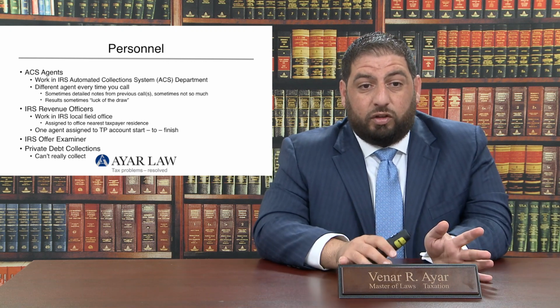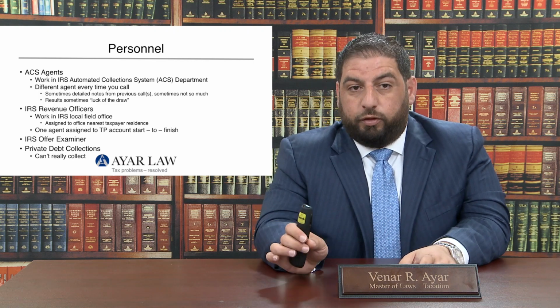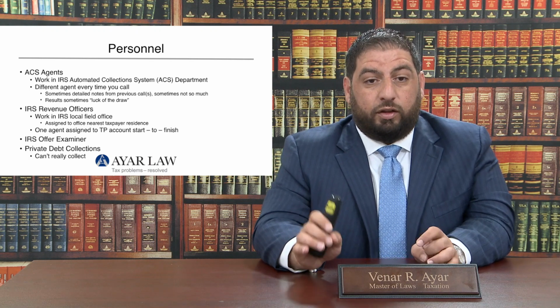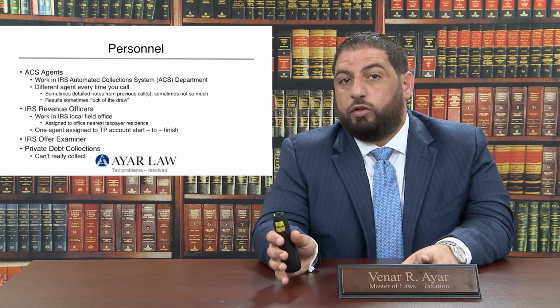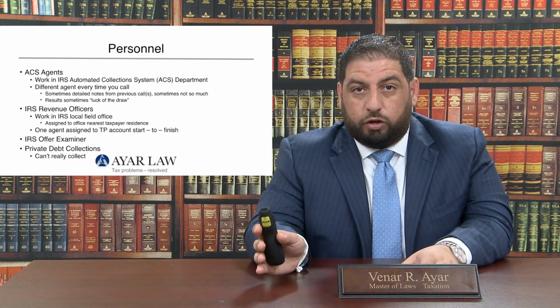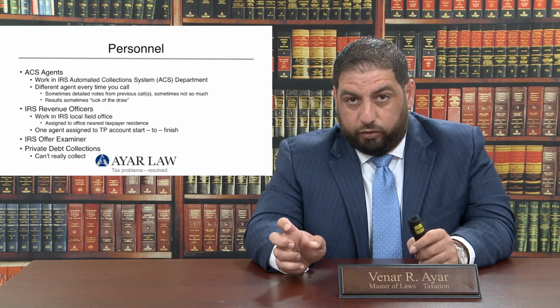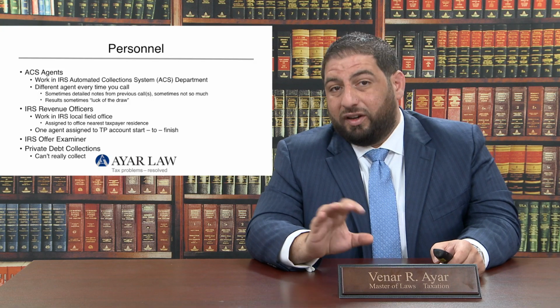Okay, then besides ACS agents, you have other agents called revenue officers. The difference between a revenue officer and an ACS agent is a revenue officer works in a field office, not in a call center. So all across the country, the IRS has offices all over the place. They call them field offices. The collections personnel in the field office are known as IRS revenue officers. They would be assigned to some of the bigger cases.